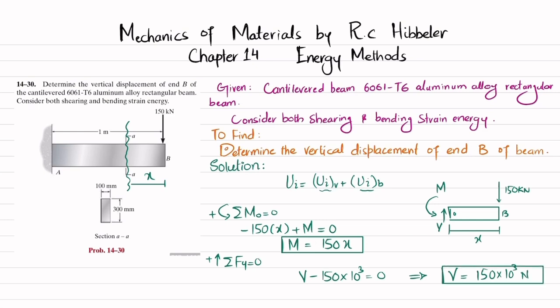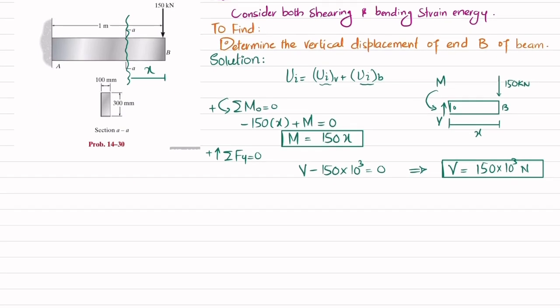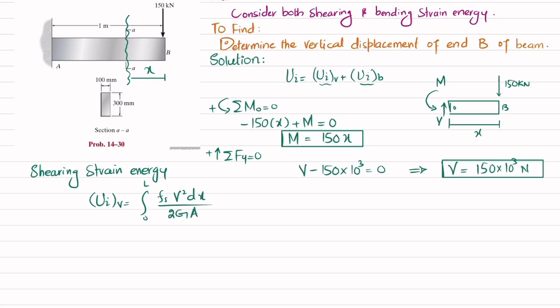So what we will do is first find the shearing strain energy. We know that strain energy due to shear, vertical shear, is equal to integral of 0 to L Fs V square dx divided by 2GA. This is the formula. And what is Fs? Fs is the form factor, and for a rectangular shape, this Fs is equal to 6 by 5.